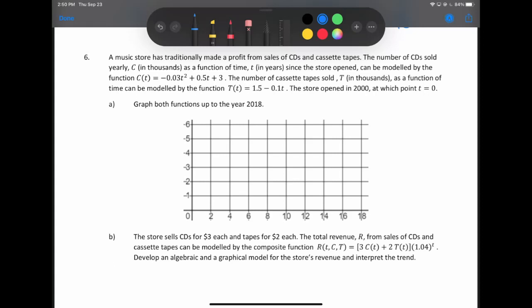Okay, our first one. You know what? Actually, just for the sake of time, let's not graph these by hand because it's a pain in the butt, especially since C at t is not in a nice format. And let's just go over and do that in Desmos.